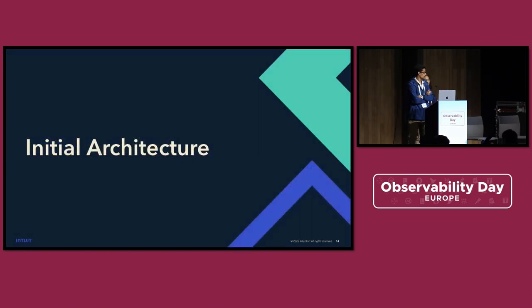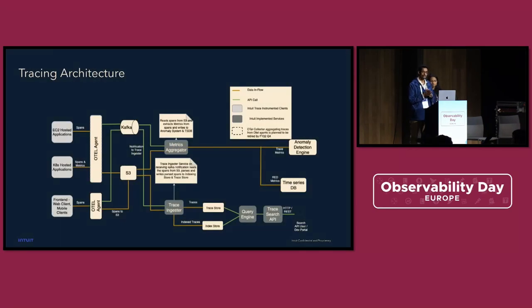So what I'll do is I'll first go over the current initial architecture that we had and talk about the problem that we faced, and then we'll go into how we went about fixing the problem. So this is a typical architecture that you will generally see in any of your tracing backend.